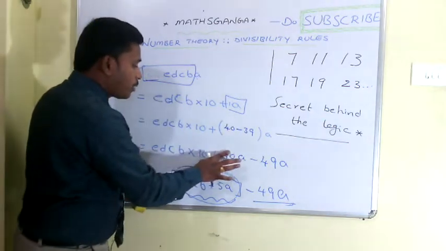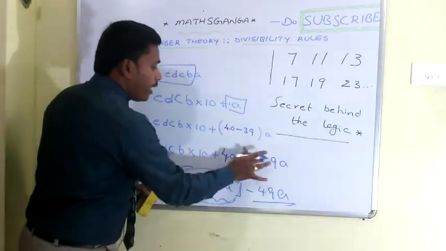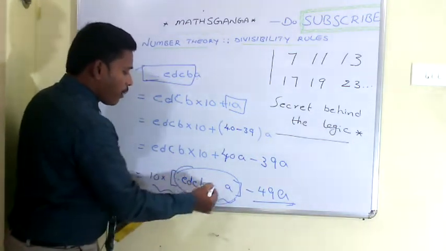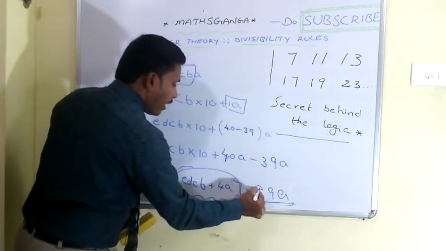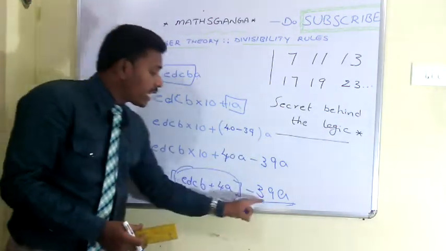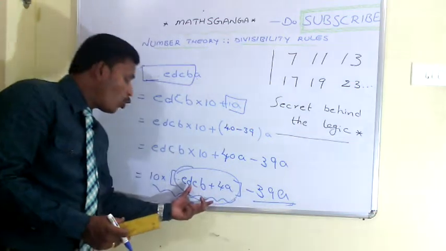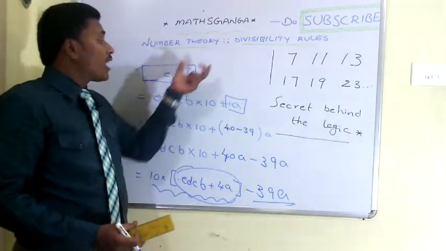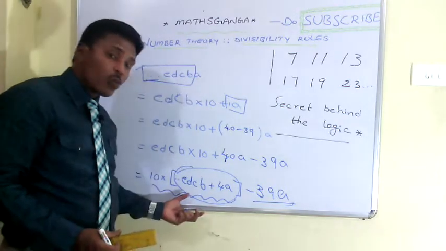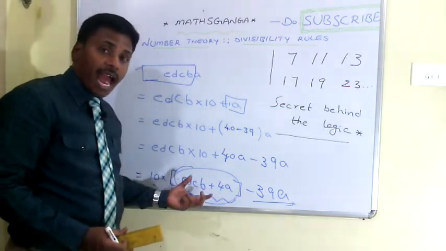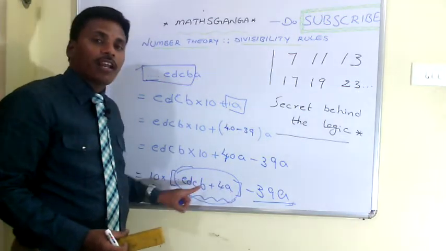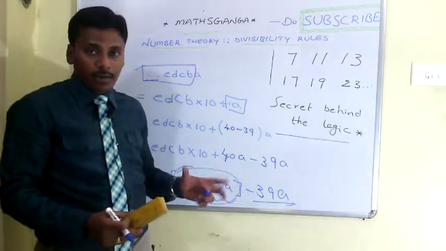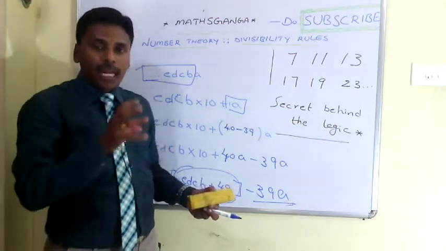So in the next step I split it like 40 times A minus 39A. Then, if we take out 10, we get the remaining number plus 4 times A, minus 39A. Clearly 39A is a 13 multiple, but we don't know whether the first part is a 13 multiple or not. If it is a 13 multiple, then the given number is also a 13 multiple. What is this first part? It is the number obtained by adding 4 times the last digit to the remaining number.